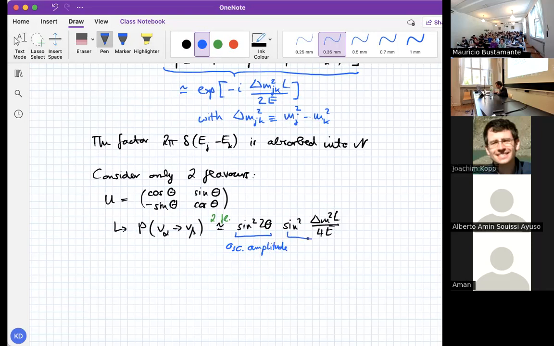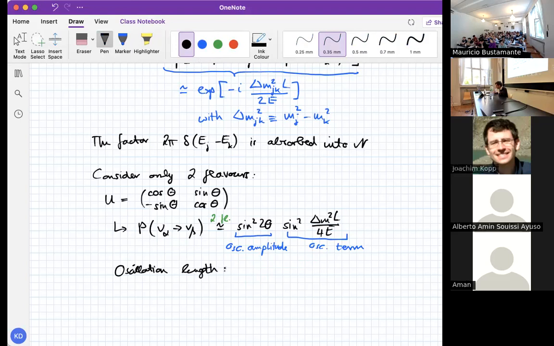Whereas the second term, this one here, is the actual oscillation term, the one that changes with baseline. So this is the one that I have some control over experimentally, because I have the freedom to determine the baseline and I have the freedom to determine the energy. And this term also tells me the distance over which neutrinos oscillate, namely what we call the oscillation length.